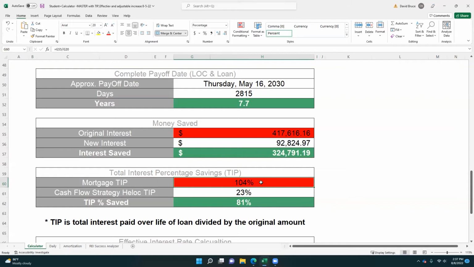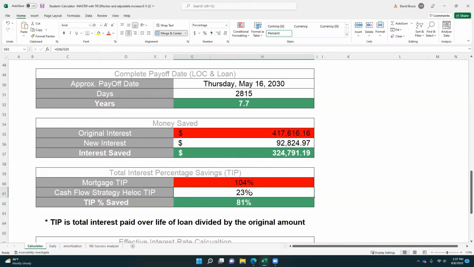And I don't know about you, but that doesn't seem fair to me. And I'm not going to agree to that. And I want to help you not have to do that. So the next thing that we're looking at here is look at what it did. By changing the cash flow strategy, by paying off in 7.7 years, by saving $324,000 of interest, you reduced your TIP all the way from 104% down to 23%, so an 81% savings.